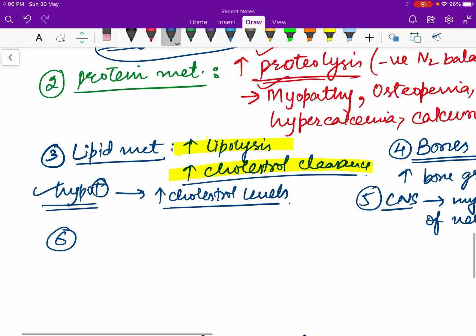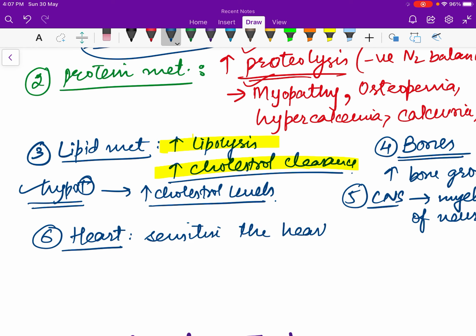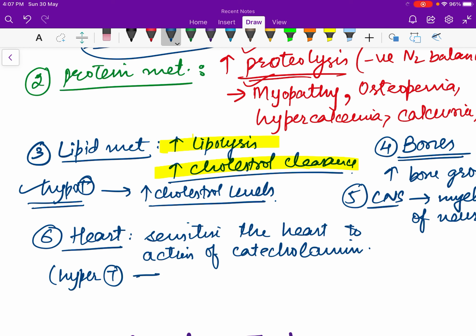Another important action of thyroid hormones is regarding the heart. In the heart, thyroid hormones sensitize the heart to actions of catecholamines. So this is an indirect stimulation of the heart. That means in case of hyperthyroidism there will be palpitations, increased heart rate, tachycardia, etc. Okay, so this is understood.